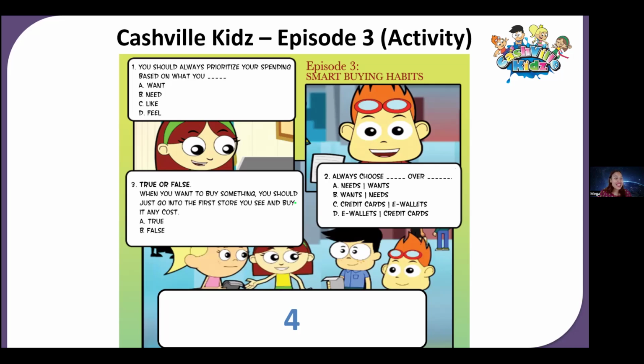Sufi says false. Yes, it is a false statement. You should not buy the first thing at the first store. You must always compare prices.